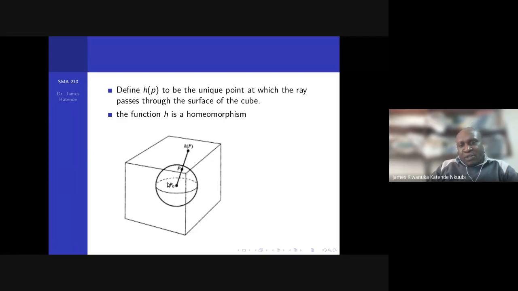So you can see here the point P0 is inside the sphere. If I draw a straight line from there through P, it will pick a point P on the sphere and map it to a point P on the cube. So through such a function, we are able to pick any point on the sphere and map it to some unique point on the cube. Now, this function is definitely a homeomorphism, but this is just by construction, so we can't use the formal techniques that we've been using to check that it's a homeomorphism.